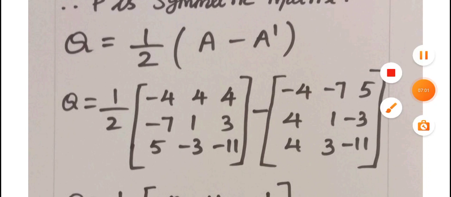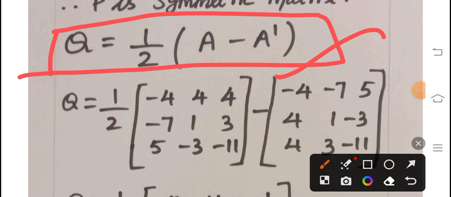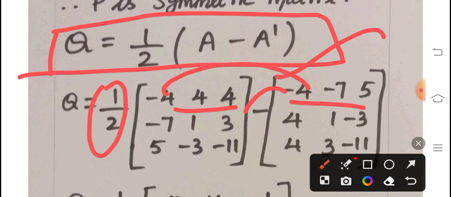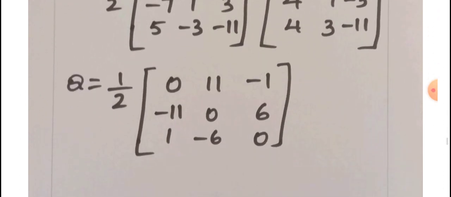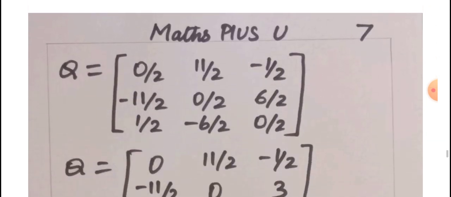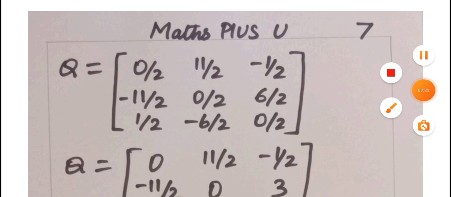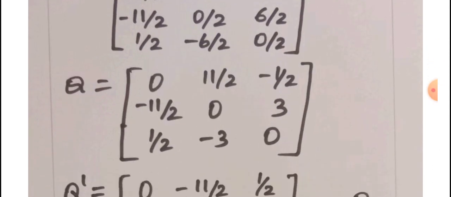Now we go for Q as usual, half of A minus A transpose. So A and A transpose we are going to subtract. Minus 4 and minus 4. Here one minus is there, remember. So subtract properly and you will get this value. Check. And again you have to divide by 2. Each element divide by 2. I have shown it here. Last time I didn't show, but here I have shown it. So 0 by 2 is 0, 11 by 2, minus 1 by 2, like that each element you have divided by 2. Now you are getting Q.